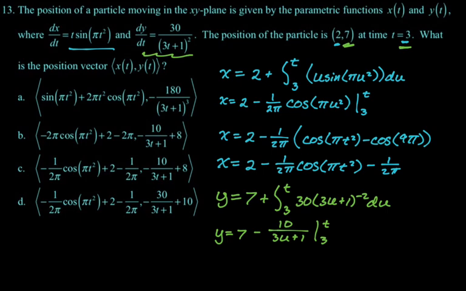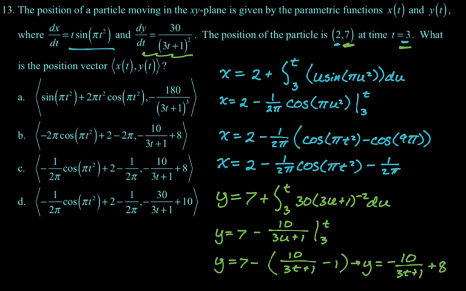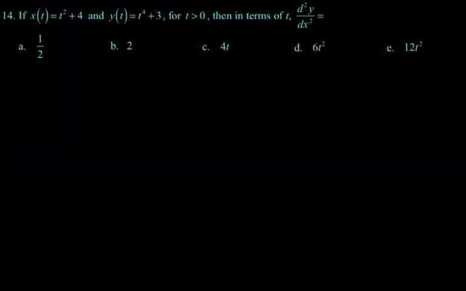We're going to use the fundamental theorem. So we plug in t, and then we plug in 3, and we get this. Then we expand that a little. So y is negative 10 over 3t plus 1, and then plus 8. We look for our answer choice, and it looks like the answer is C. Remember, if you want to see something in more depth, just pause the video, rewind, whatever you need to do. Let's take a look at the next one.